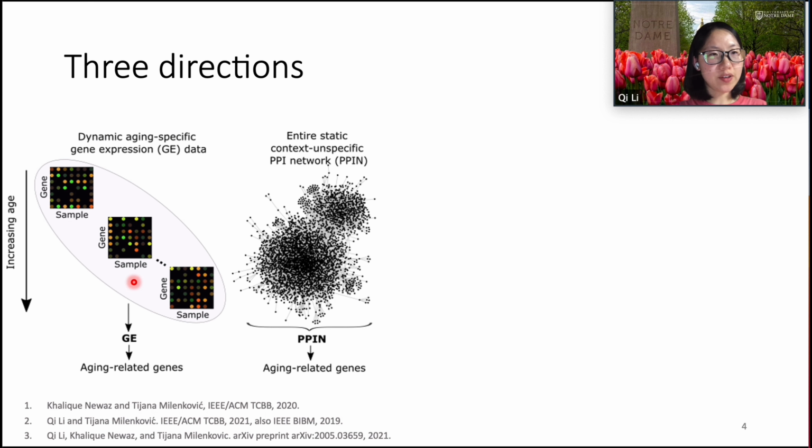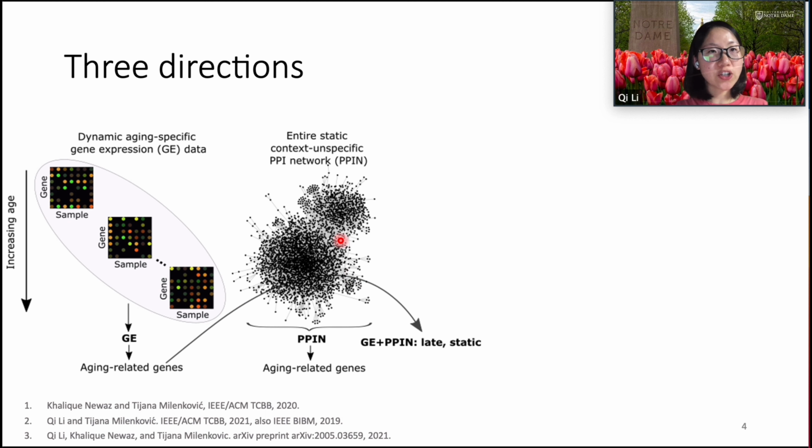To overcome this, the second direction is to use PPI network alone. Approaches from this category predict a gene as aging-related if its position in the PPI network is similar enough to the network positions of known aging-related genes. However, current PPI network data is static and context-unspecific, meaning that the PPIs in the network are obtained from different contexts, such as diseases, tissues, patients, and etc. In our study, this means that the PPIs span different ages, meaning that they are not age-specific.